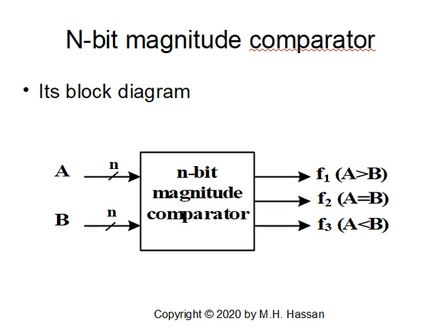Now, the block diagram of the n-bit magnitude comparator is as shown. We have n-bit number A and n-bit number B. We are comparing those 2 numbers, and we have 3 outputs: F1 if A is greater than B, F2 will be equal to 1 if A is equal to B, and F3 will be equal to 1 if A is less than B.